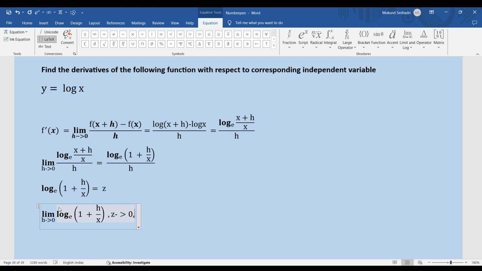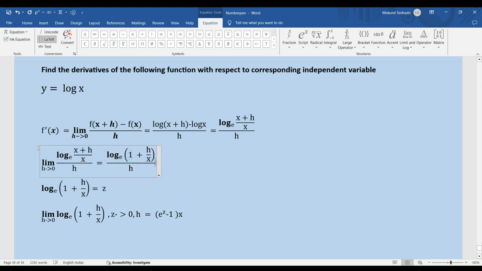And what is my h? My h is nothing but e to the power z minus 1, into x. So if log to the base e of 1 plus h by x equals z, what is my h in terms of z and x? It is nothing but e to the power z minus 1, into x.